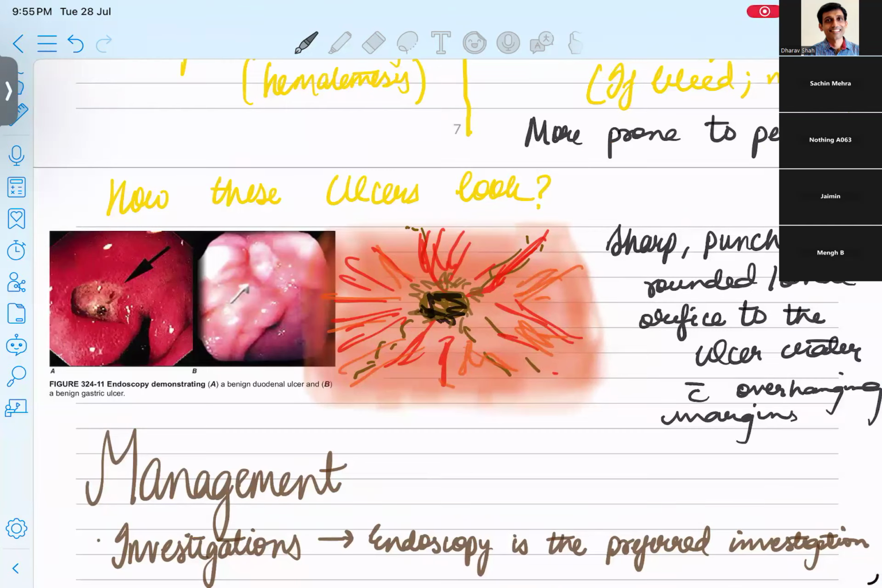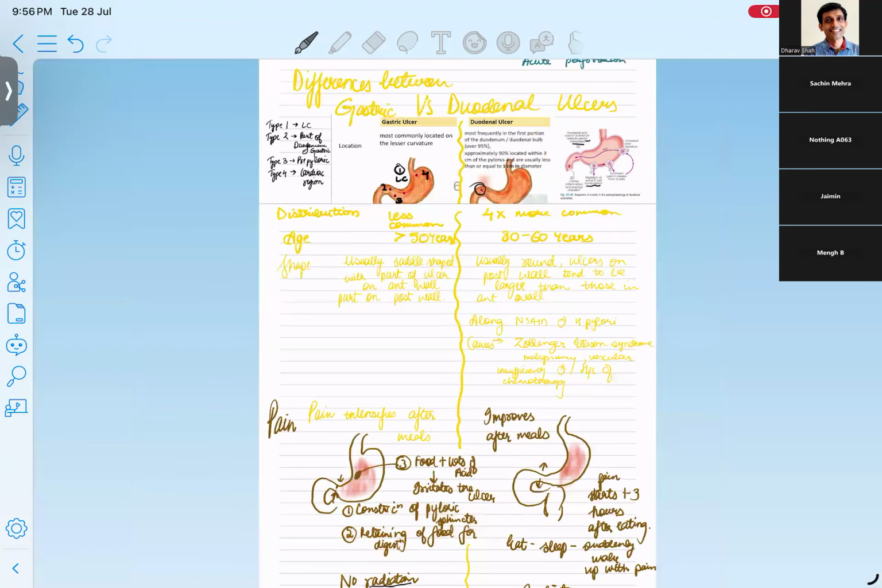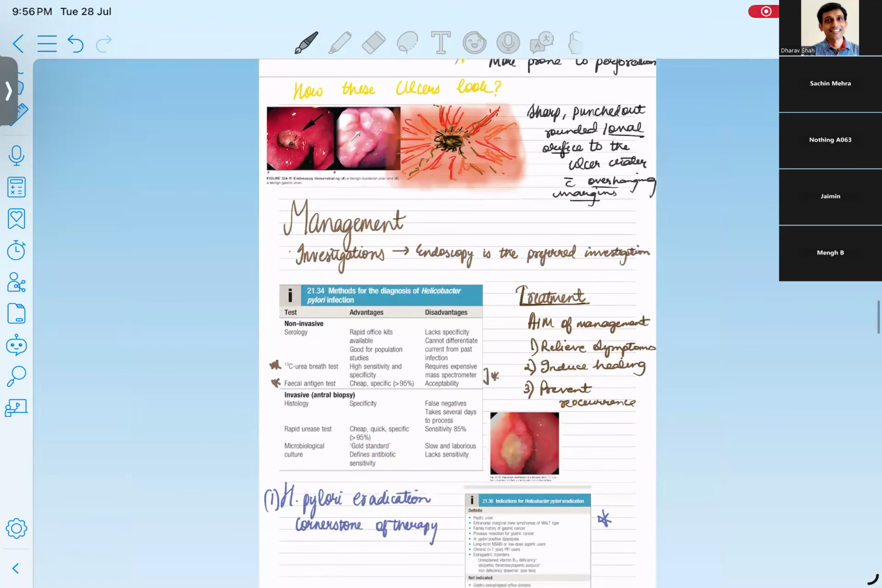From the pathological point of view, we describe the ulcer as sharp, punched out, rounded, with an oval orifice to the ulcer crater with overhanging margins. These are the overhanging margins. So this is this part of the discussion. Gastric versus duodenal ulcers can come as a separate short note and therefore it is very important.